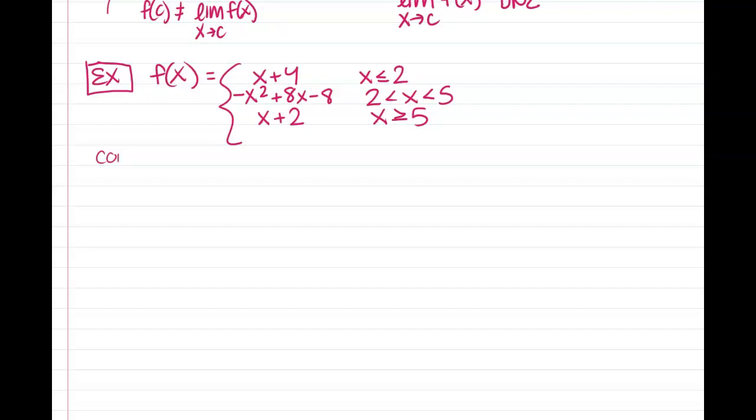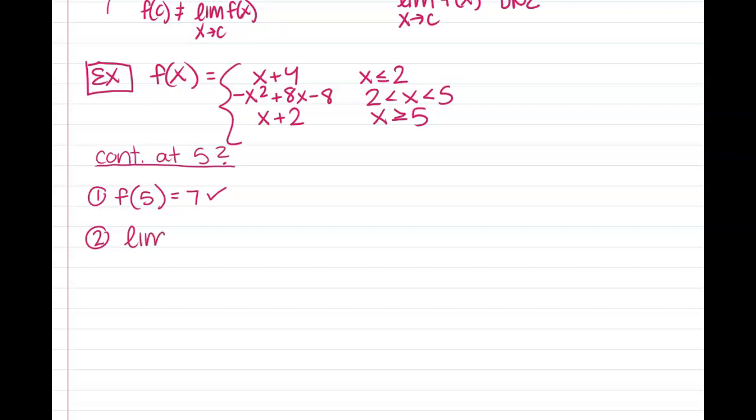So is the function continuous at 5? My question marks are weird, they look like 2, sorry about that. So first, does f of 5 exist? Yes, it's included and x is greater than or equal to 5, so f of 5 is 7.